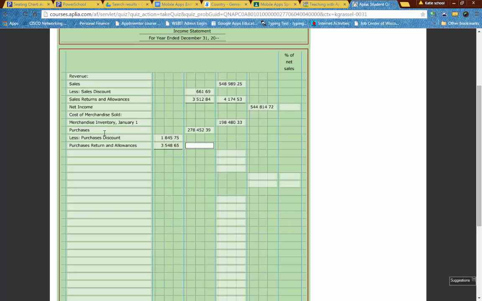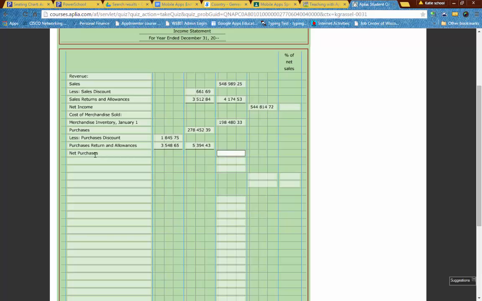I add these two numbers together and I get 5394.43. Again, I just added those two numbers together. It goes directly below purchases. So just like I did on sales, I have to subtract. Now, this is the heading that is most often missed and forgotten. Okay? This is going to be called right here net purchases.